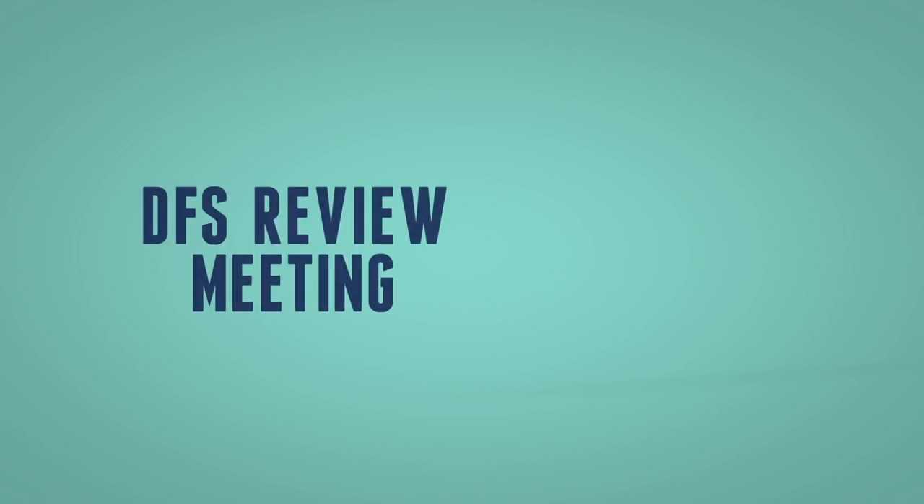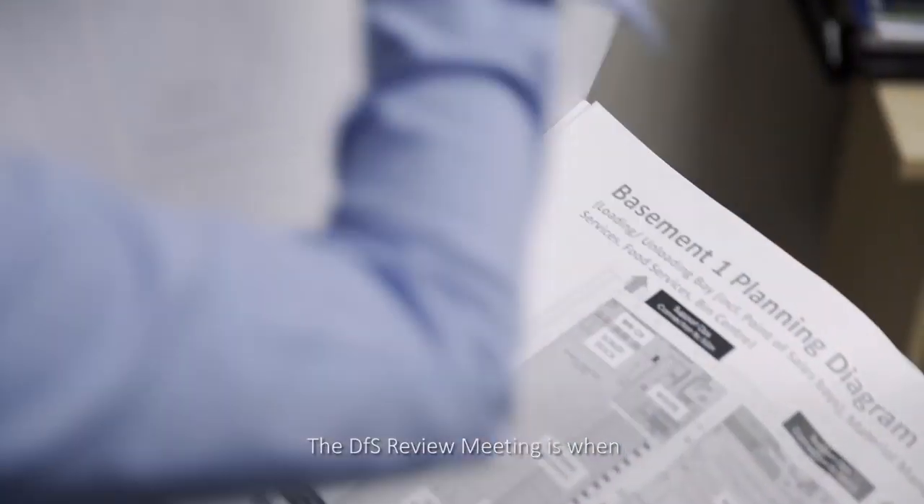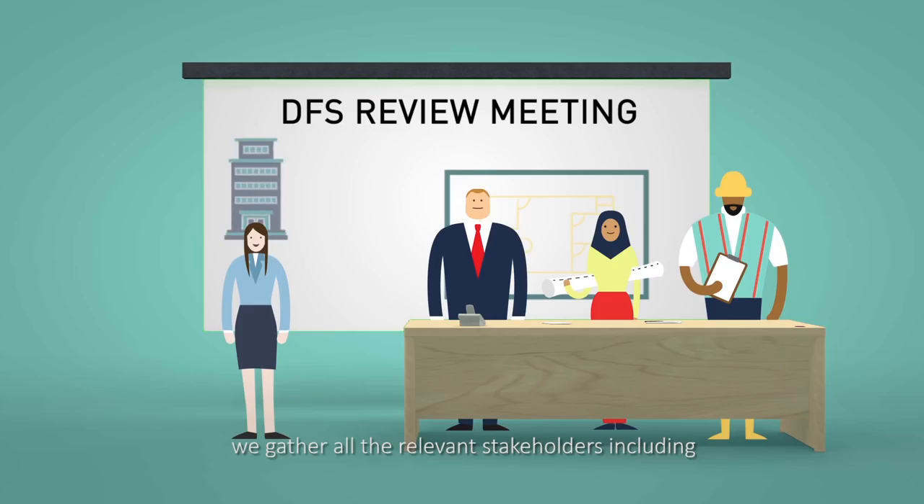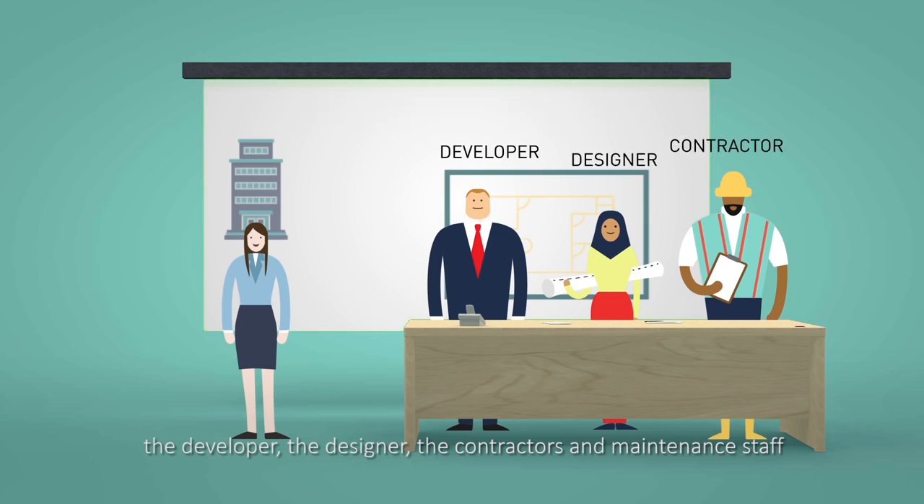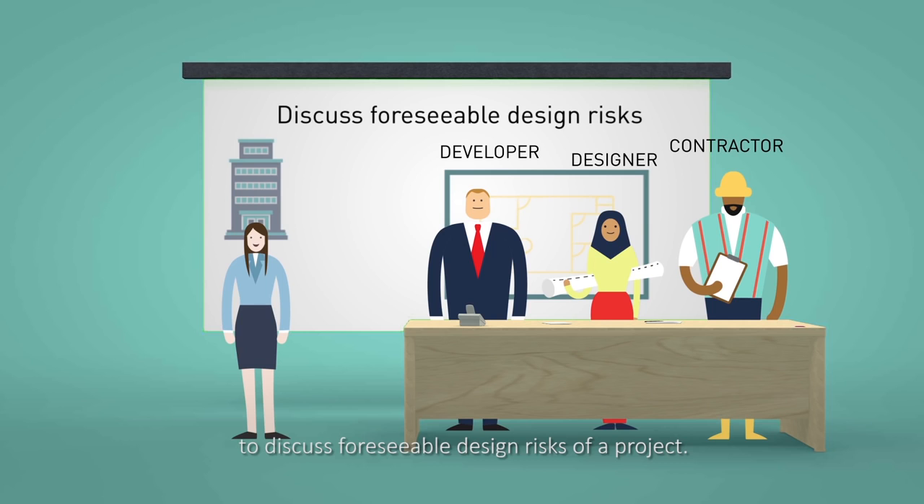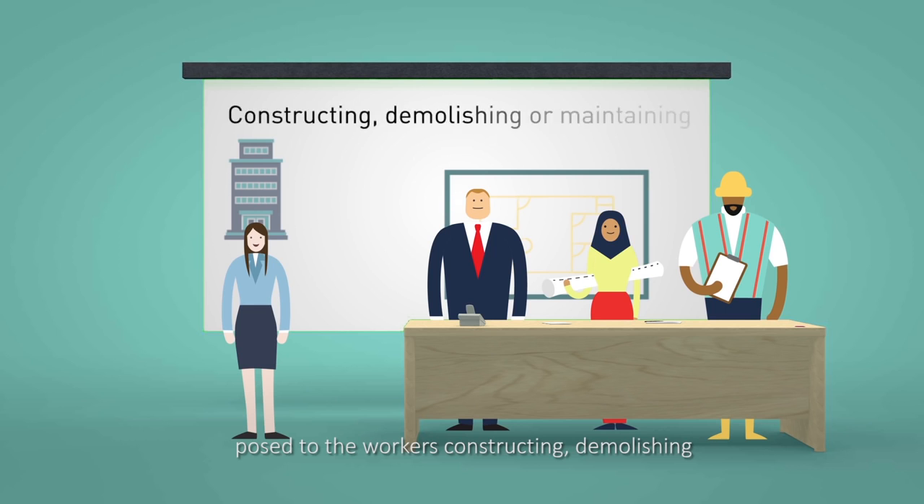There are two key requirements for DFS: the DFS review meeting and the DFS risk register. The DFS review meeting is when we gather all the relevant stakeholders, including the developer, the designer, the contractors, and maintenance staff, to discuss foreseeable design risks of a project. This includes looking at the risks posed to the worker constructing, demolishing, or maintaining the structure.